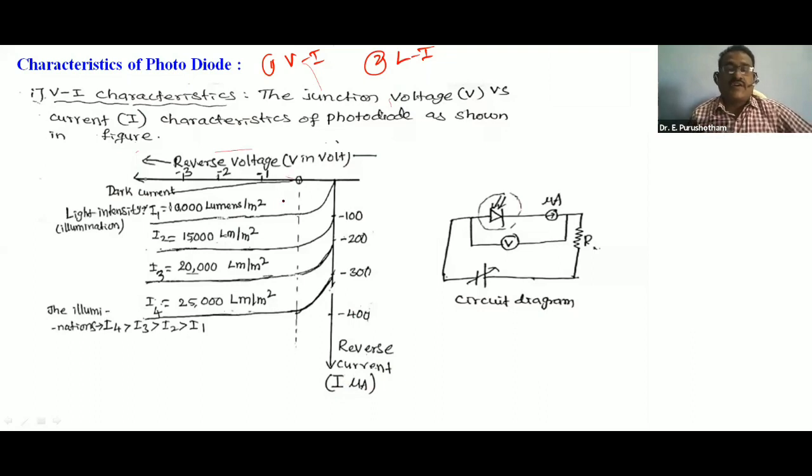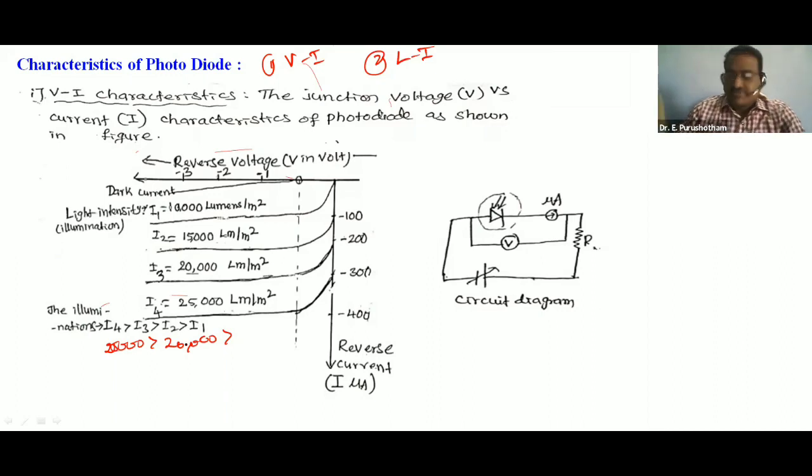So the graph shows the different values. I1 is 10,000 lumens per meter square, that is light intensity. I2 is 15,000, I3 is 20,000, I4 is 25,000. So the light intensity I4 is greater than I3, greater than I2, greater than I1, because 25,000 is greater than 20,000, greater than 15,000, you know very well. The graph shows the variation between reverse voltage and reverse current.